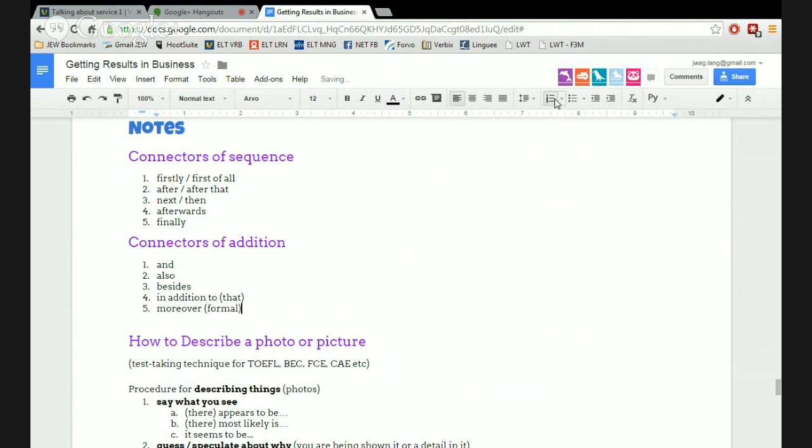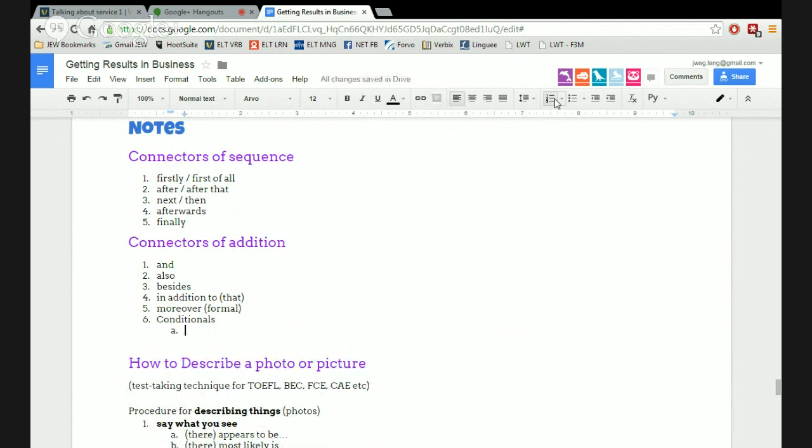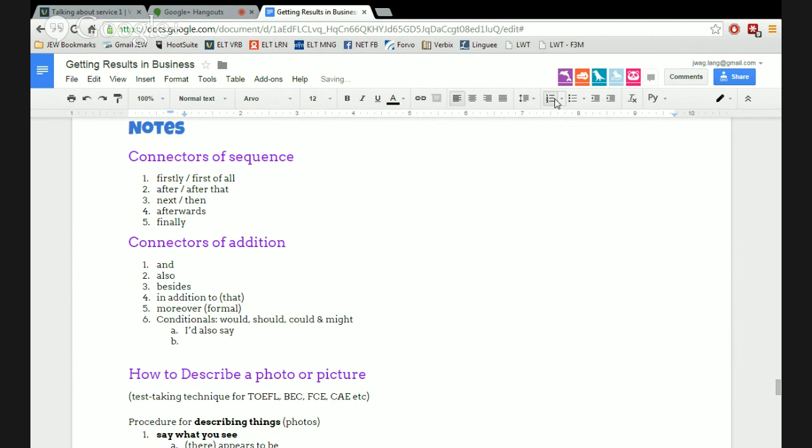Okay? I'm also going to give you something else that I'm going to call conditionals. Now, when you're using connectors of addition with conditionals, it sounds a lot more like a native speaker. Conditionals are would, should, could, and might. These are the basic conditional modal verbs that you need. So look, I'd also say. We could add as well.